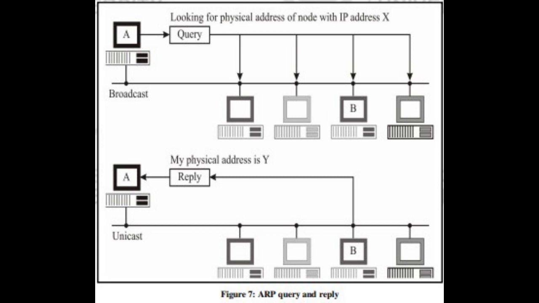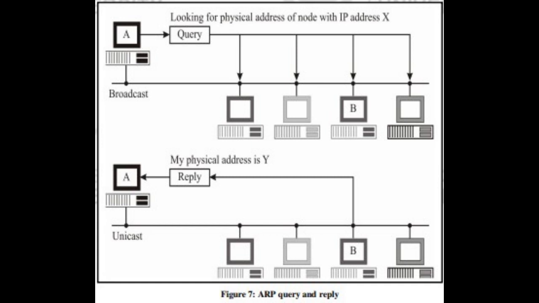Anytime a host needs to know the physical address of another host on the network, it creates an ARP packet that includes the IP address X of the destination host, asking, "Are you the one whose IP address is X? If yes, please send back your physical address." This packet is then broadcasted over the local network. The computer whose IP address matches X sends an ARP reply packet with its physical address. All the other hosts ignore the broadcast.